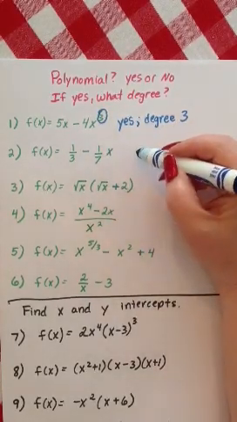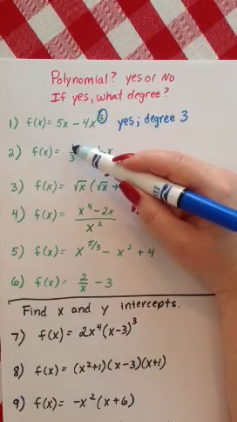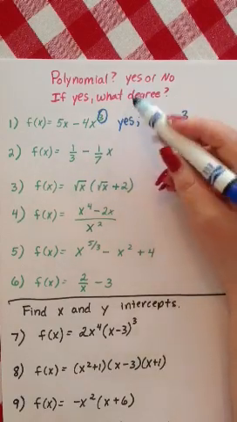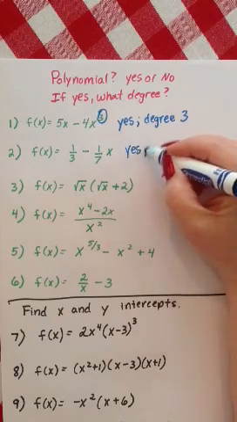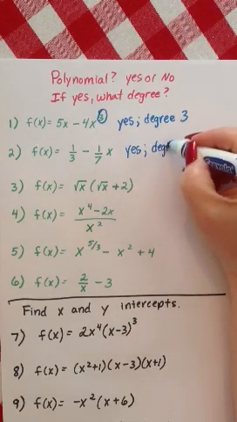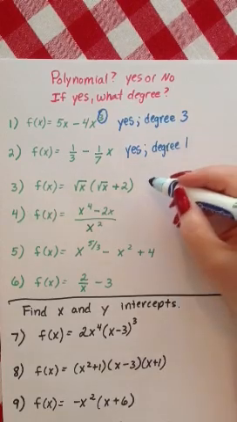Next one here. This is a constant. This has a degree of 1. It's positive because it's positive 1. So we would say yes, it is a polynomial, and it has a degree of 1.